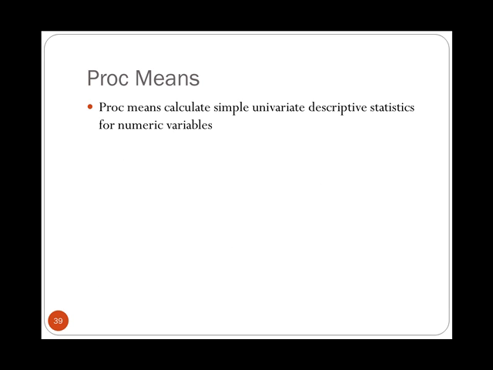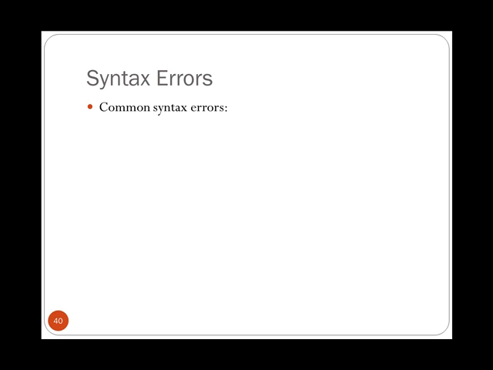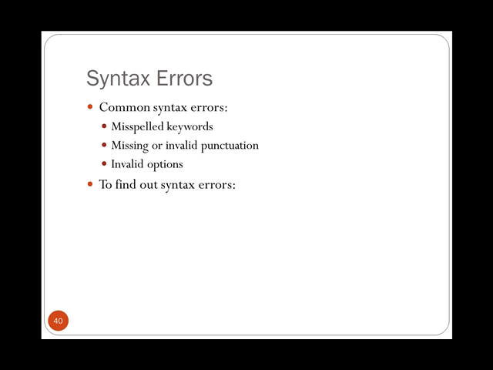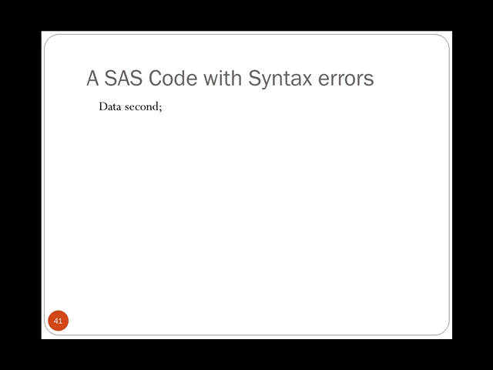Proc means calculates simple univariate descriptive statistics for numeric variables. By default, it will output the number of observations, mean, standard deviation, minimum, and maximum. Common syntax errors include misspelled keywords, missing or invalid punctuation, and invalid options. To find syntax errors, in the editor window, pay attention to the color of the text, which may help you identify syntax errors. Check the log window for any errors. Here is a sample code with errors.